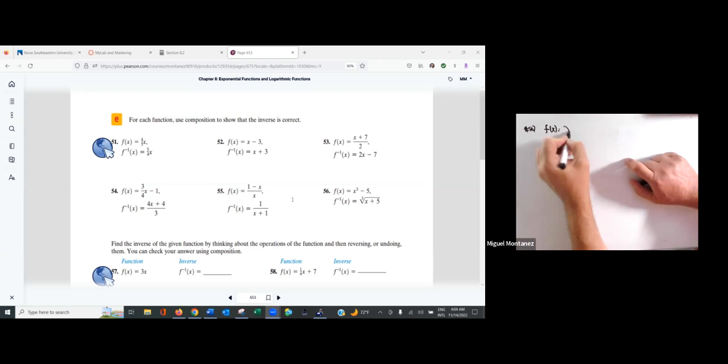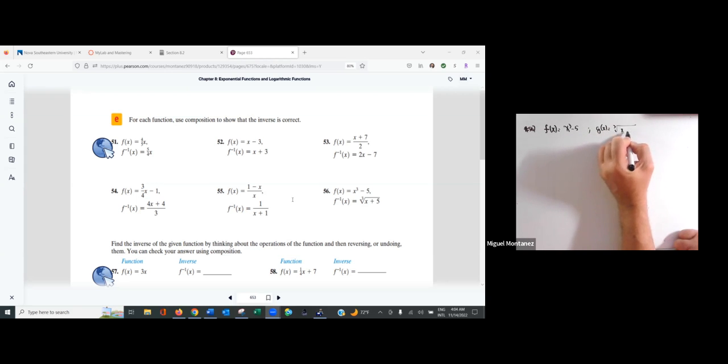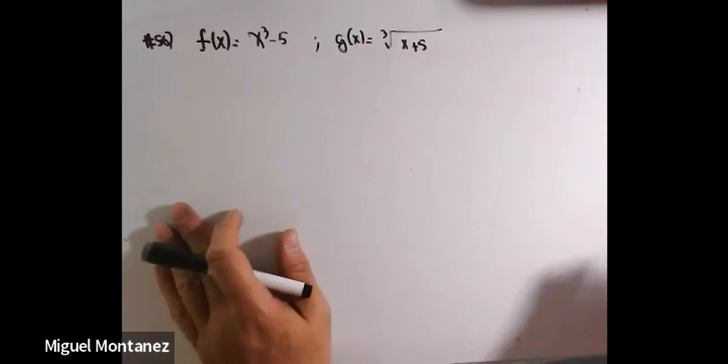Since we don't, in theory, know the answer yet, I'm going to call this other one g of x, because I don't know yet if they're inverse of one another. Okay, so let me stop sharing the screen. And then we'll do number 55. I will not share the screen, I'll just write the program. Okay, so this is what we have.